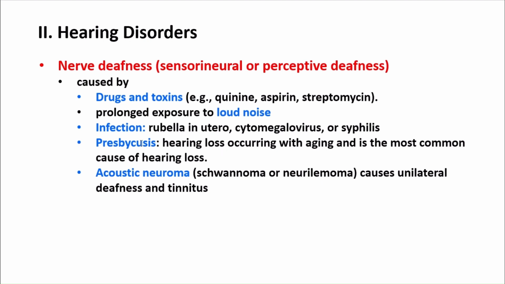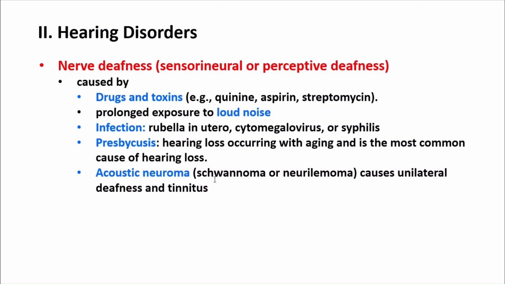Infections like rubella during pregnancy, cytomegalovirus, and syphilis can cause nerve deafness. Probably the most common cause of nerve deafness is called presbycusis, and that is happening with age. As the person gets older, they lose some of the hair cells, and that will cause nerve deafness. And also tumor, which is not that common, and that is a benign tumor of Schwann cells, and that will cause unilateral deafness and tinnitus.